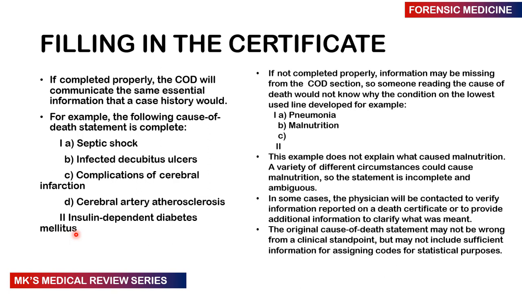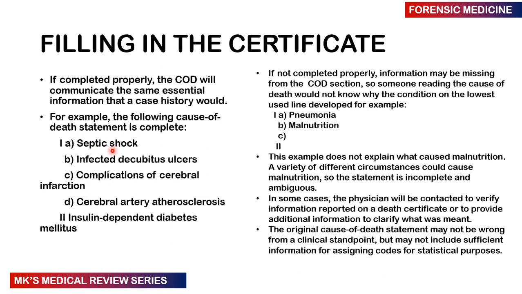this person's death. So how we fill them in, we start from the most recent condition to have directly killed this patient to the one that's the most remote, what we call the underlying cause. The underlying cause is the most important thing on the medical certificate of cause of death. The underlying one is usually the last one on part 1, the last line you fill in.